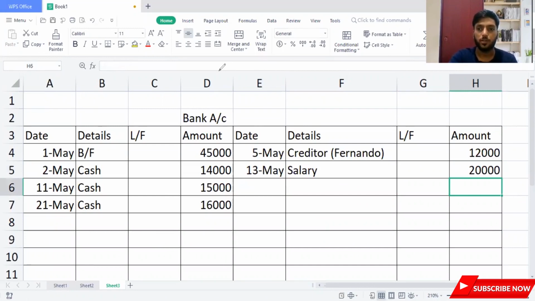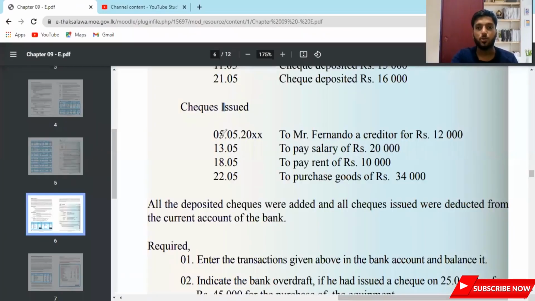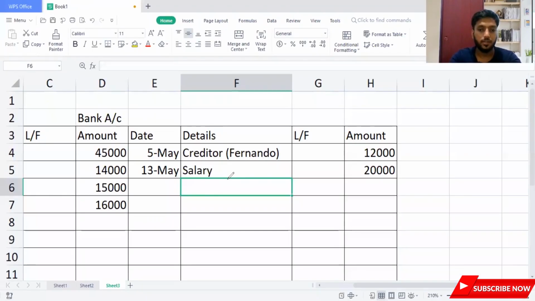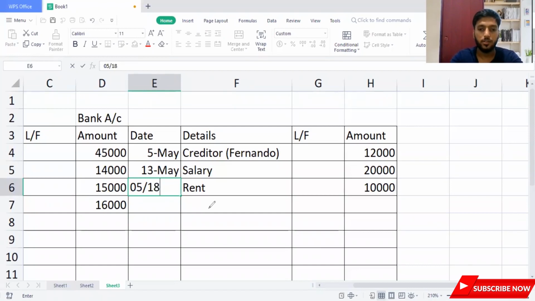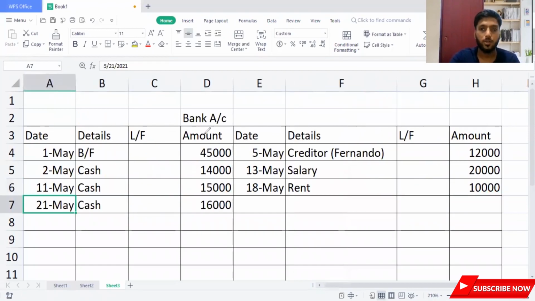Then we move on to the next part. Adjustment of the sum. It says to pay rent, rupees 10,000. I'll write here rent 10,000. What's the date? Not a big deal. I'm going to write the date, it's going to be 18/5, right? So 18/5. Recorded, done.